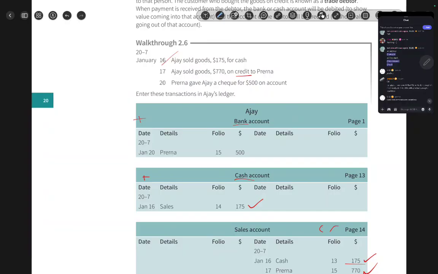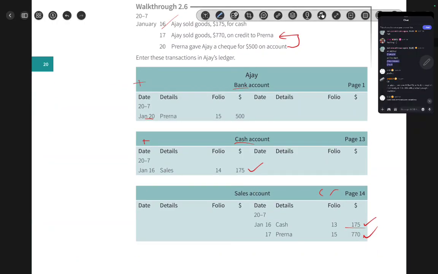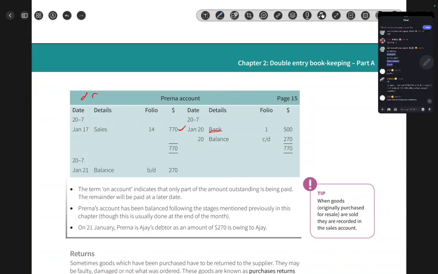Next thing we have is Prerna gave Ajay a check for 500 on account. I'm not sure what that means, but they have not said anything about discounts or anything, so we can't assume that. Oh wait, it might mean that on account, like relating to the previous balances. So we received 500 from Prerna to our bank on 28th. We're gonna have to debit our bank account because it's increasing the balance. What's causing it to increase? Prerna's the giver, so credit Prerna by 500, and the detail will be bank. Very simple, very easy.